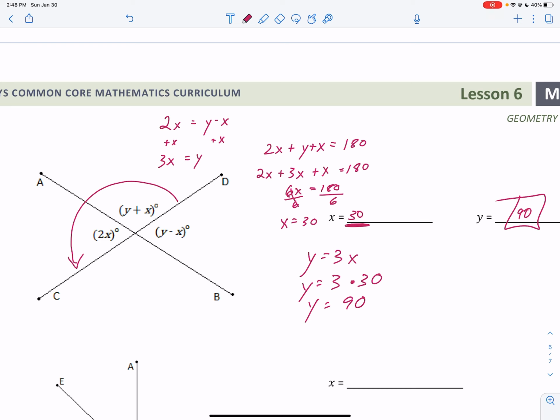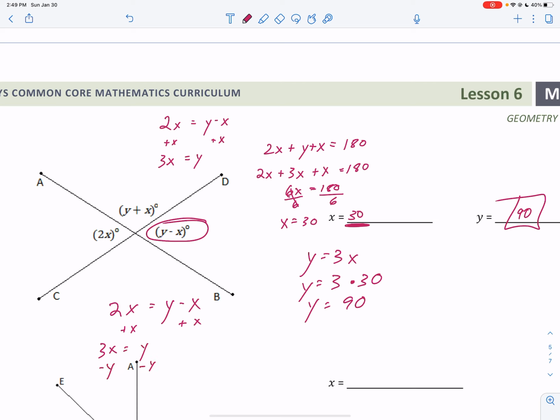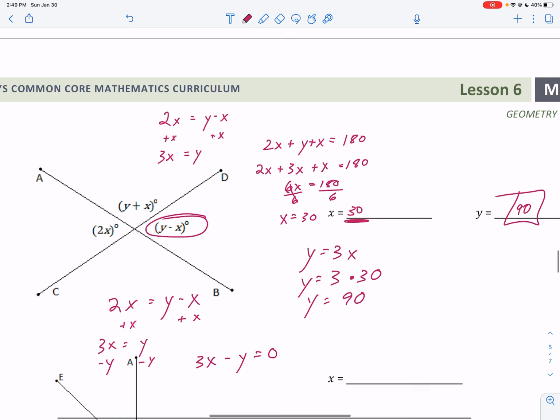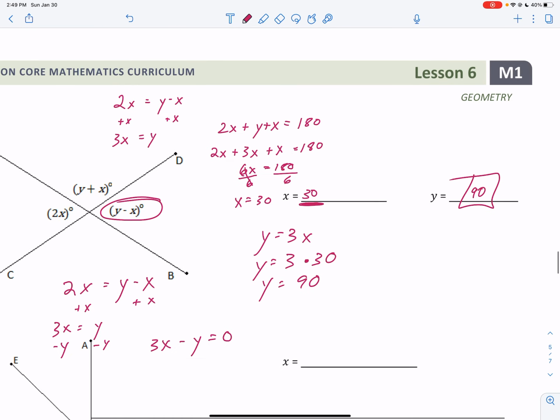You could set up a whole system of equations if that's your bag. You could say one equation is that these are equal. So 2x equals y minus x. If you want, you could get it into standard form to get 3x equals y, and then subtract y to get 3x minus y equals 0. So that's your first equation in standard form.